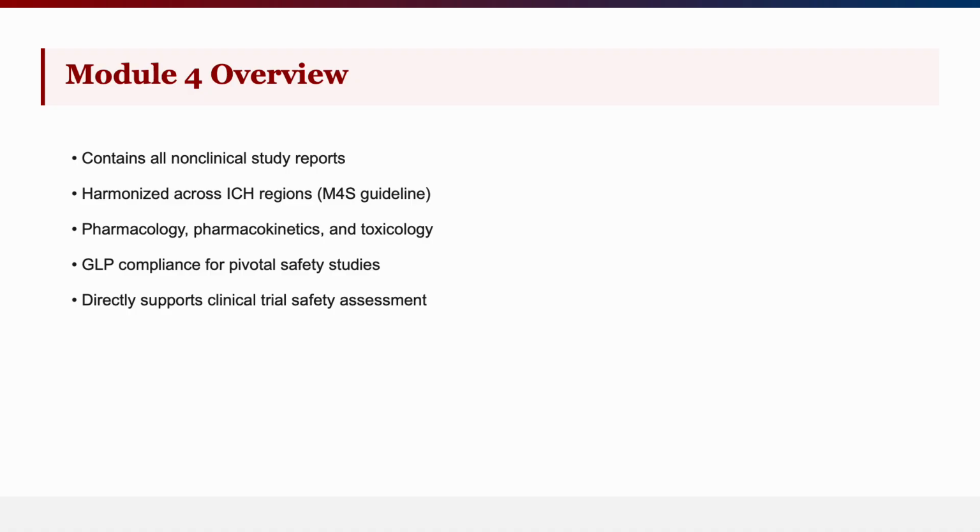Module 4 contains all non-clinical study reports. It's harmonized across ICH regions following ICH-M4S, so the same package works for Health Canada, FDA, and other authorities. The module covers pharmacology, pharmacokinetics, and toxicology. GLP compliance is required for pivotal safety studies to ensure data quality and integrity. For CTAs, Module 4 directly supports Health Canada's assessment of whether your proposed clinical trial can proceed safely.